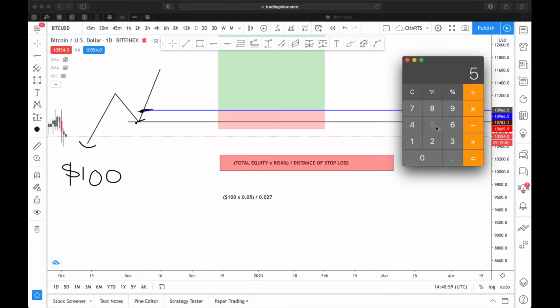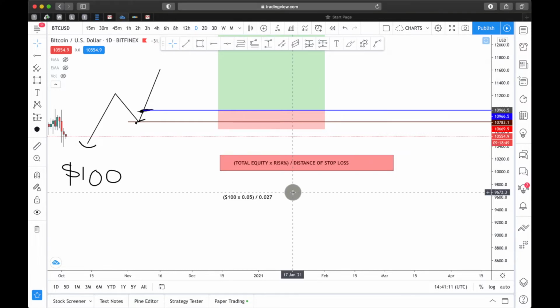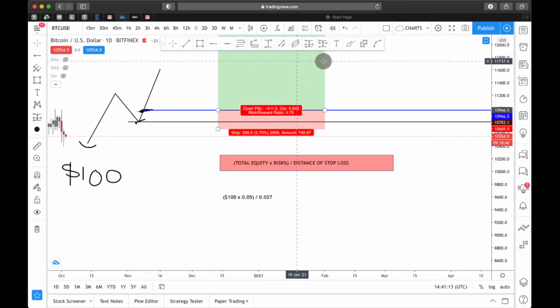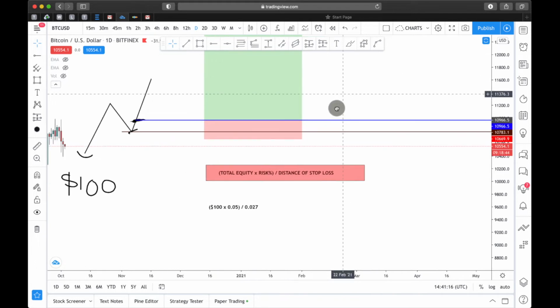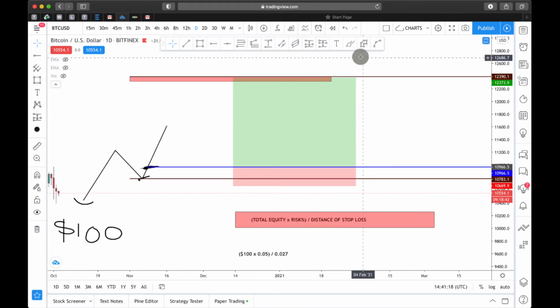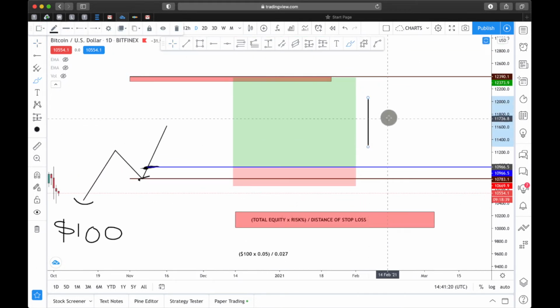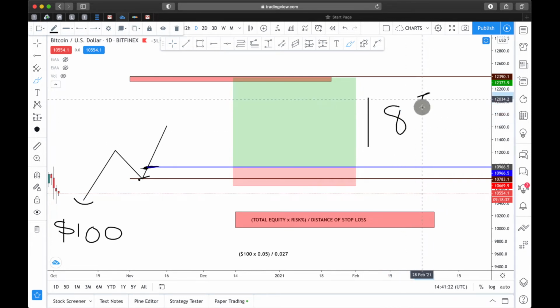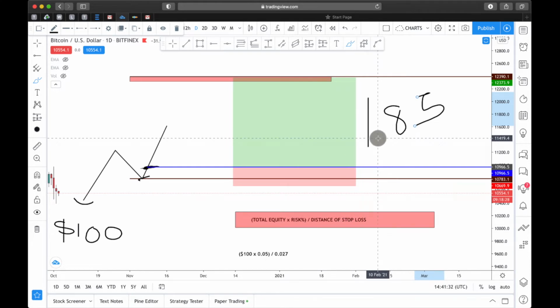So we are going to take 5 divided by 0.027. So what do we have? We have 185. So your position size for this particular trade should be $185, right? $185. And why is it $185? We already used our formula for position size to calculate how much to put on that trade.